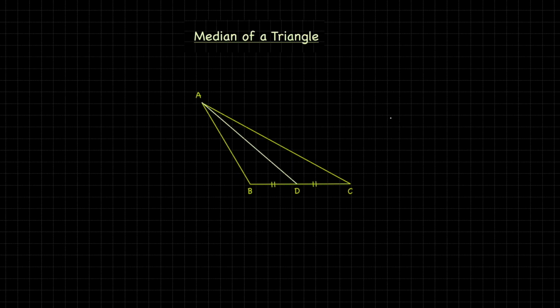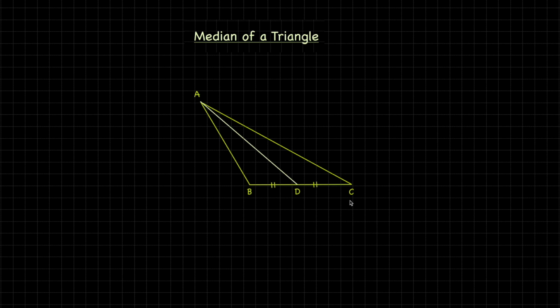Let's look at some properties of the median of a triangle first. In this example, D is the midpoint of BC and AD is the median that connects A to the midpoint of BC. The claim is that the area of triangle ABD will be the same as the area of triangle ADC. If this is obvious to you, you can skip over this section.